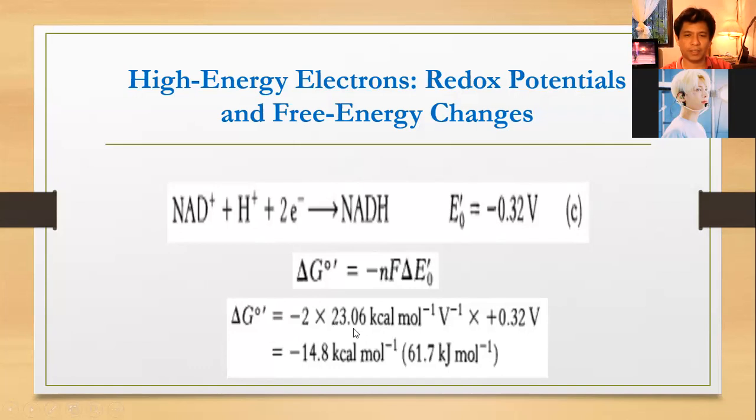Hindi pare-parehas tayo, hindi tayo familiar dito sa 23.06. This is coming from Stryer. Kayang-kaya niyo to. Yan? Biochemistry book. You are a chemical engineer. Kayang-kaya niyo. Any question regarding the calculation of delta G ng NADH?